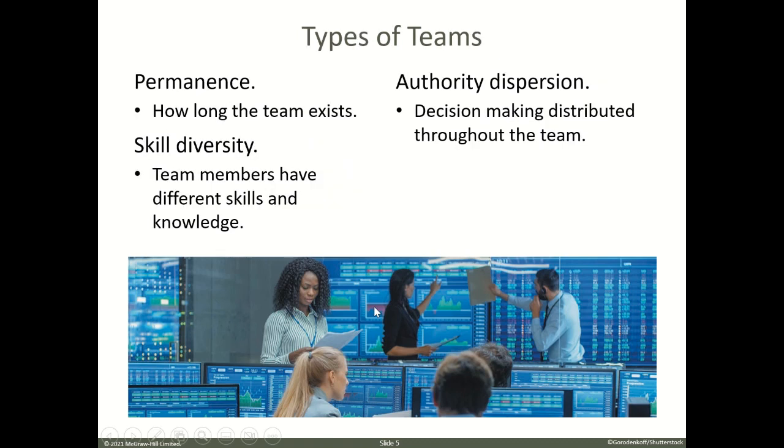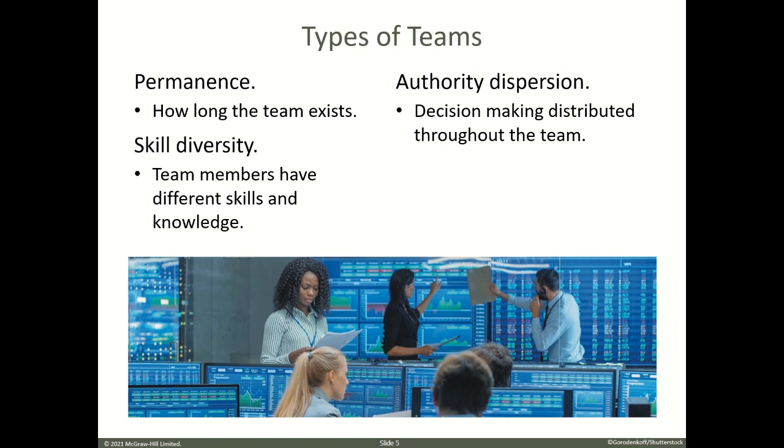So there are different types of teams. Permanence means how long the team will exist. Sometimes teams are created only for a small project. When the project is finished, the team will not be there, right? So that will be stopped. That will be disintegrated.